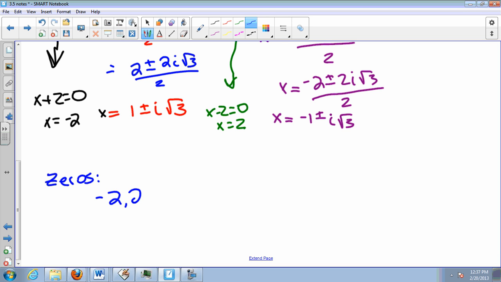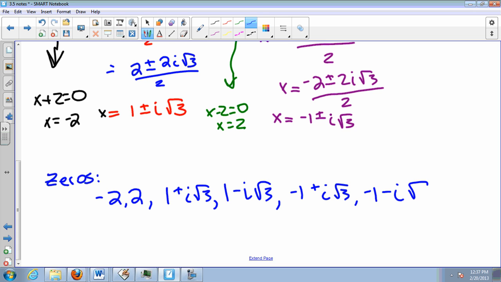Negative 2, 2, 1 plus i root 3, 1 minus i root 3, negative 1 plus i root 3, and negative 1 minus i root 3.